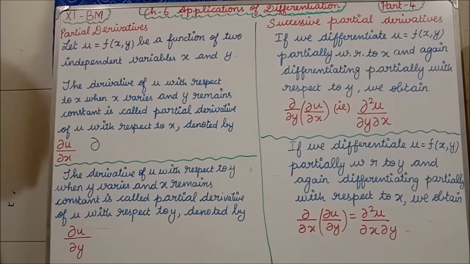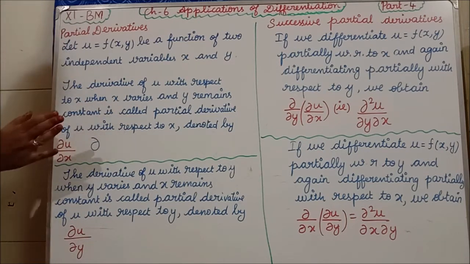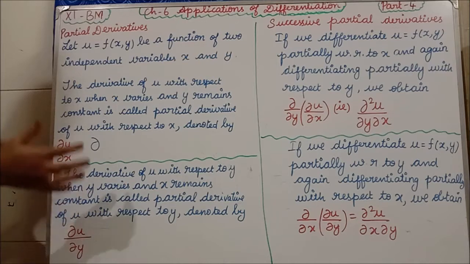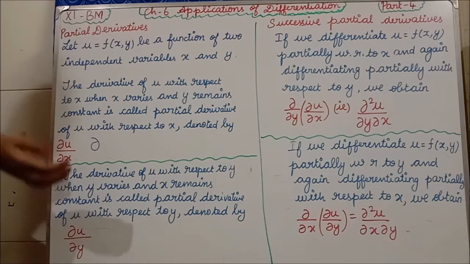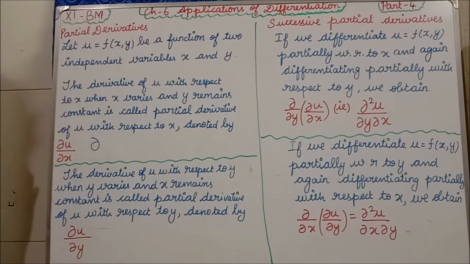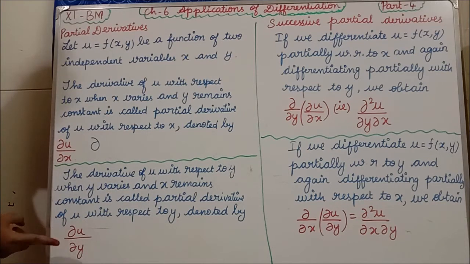Clear all of you? Students, when you are differentiating u with respect to x, you have to differentiate only x, and y you have to keep constant. When you are differentiating u with respect to y, you have to differentiate only y, and x you have to keep constant. So with respect to x you write dou u by dou x, and with respect to y, dou u by dou y. This exercise 6.4 is very easy and simple.